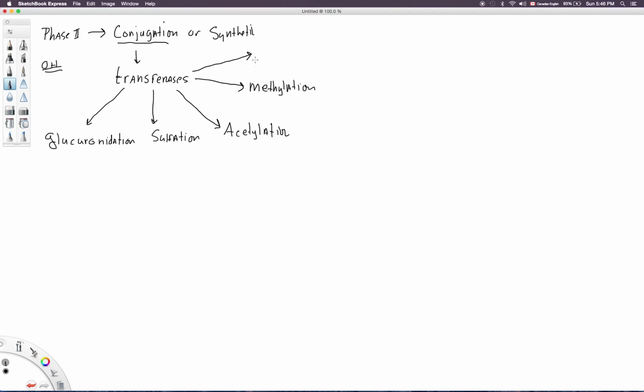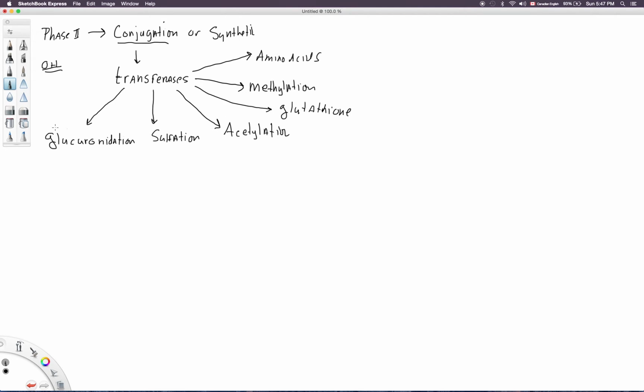And then we have conjugation with amino acids as well. And then finally, maybe I'll put it down here, we have conjugation reactions that involve glutathione, conjugating glutathione. Okay, so these are the major molecules that are added, that are attached to the metabolites or the xenobiotics.